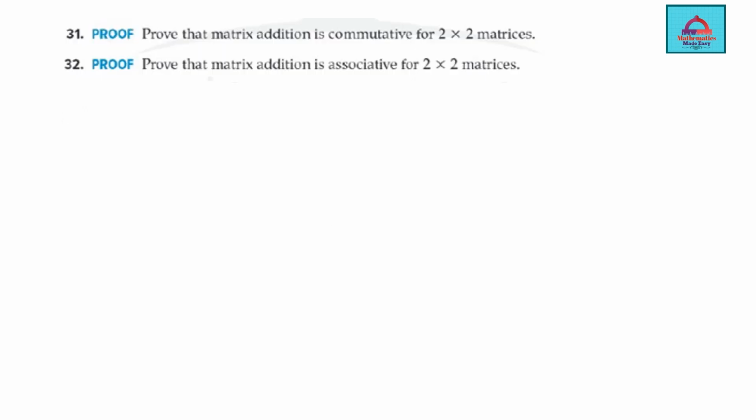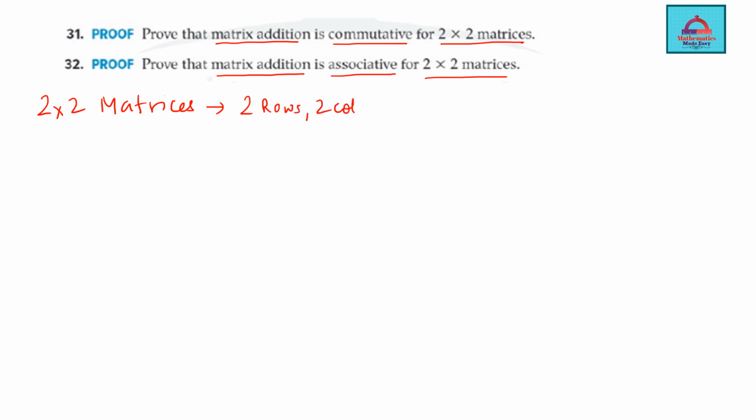Before I explain these two questions, you should know what matrix addition is, and what the commutative and associative properties are for 2 cross 2 matrices. When I say 2 cross 2 matrices, I mean a matrix having 2 rows and 2 columns, very easy for you to understand, and having 4 elements, which is 2 multiplied by 2. Now for any of those matrices, we have to show that matrix addition is commutative.